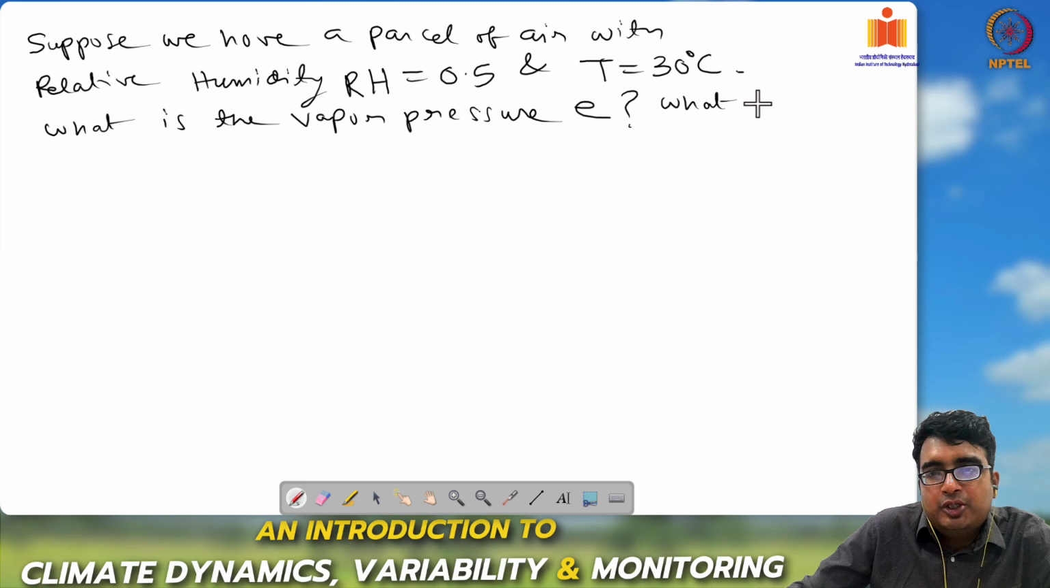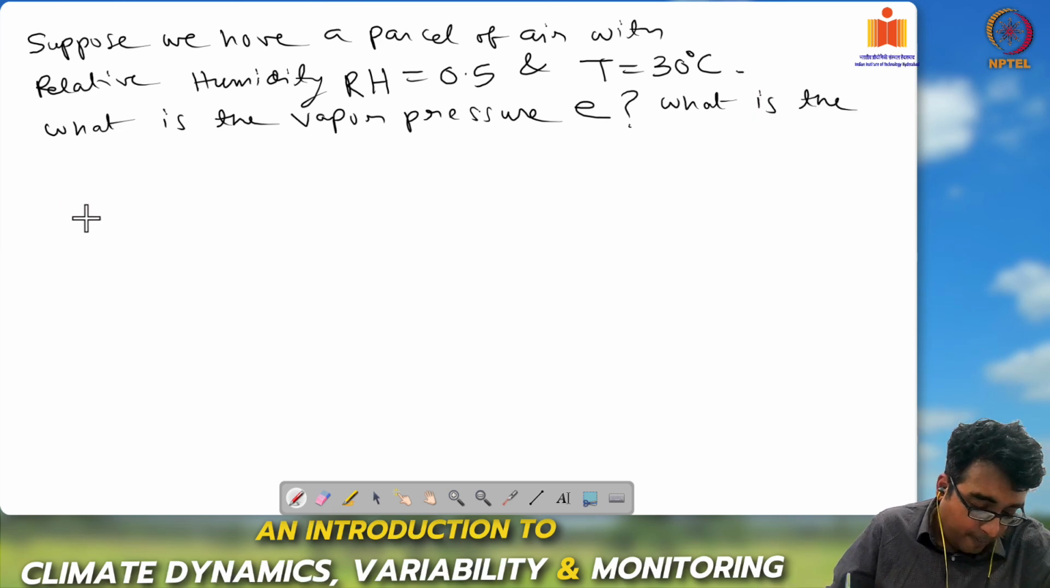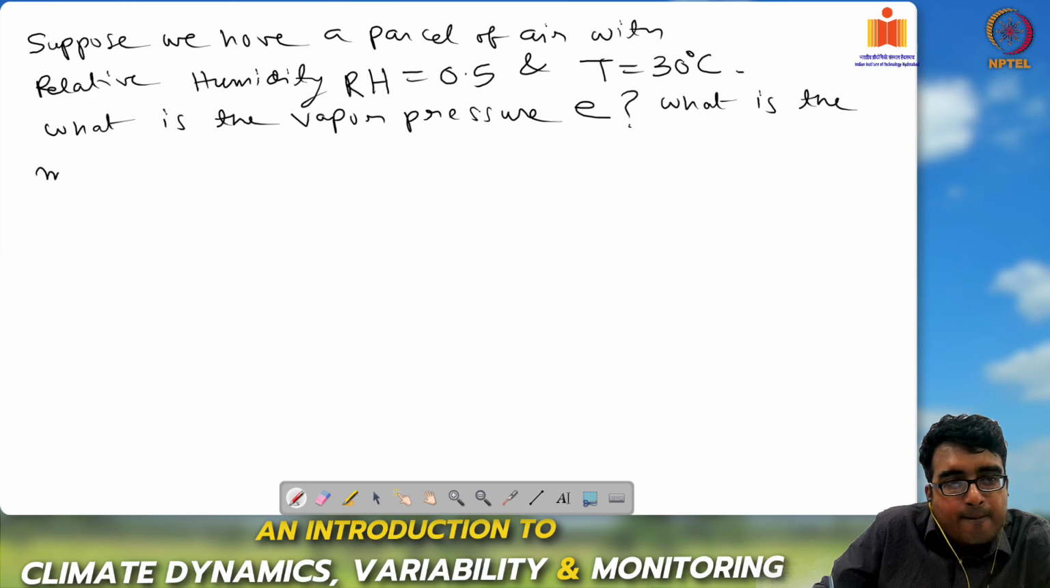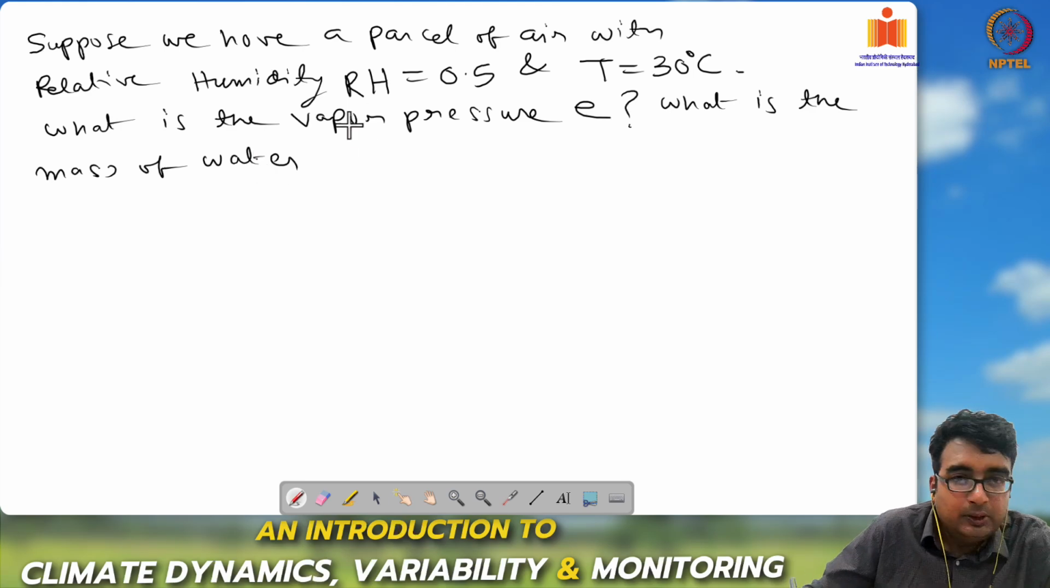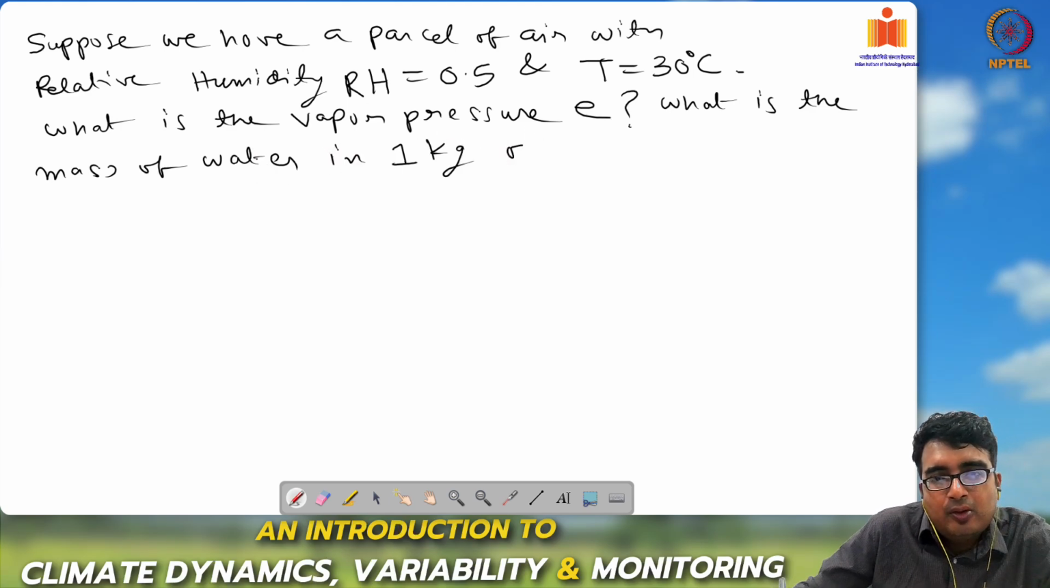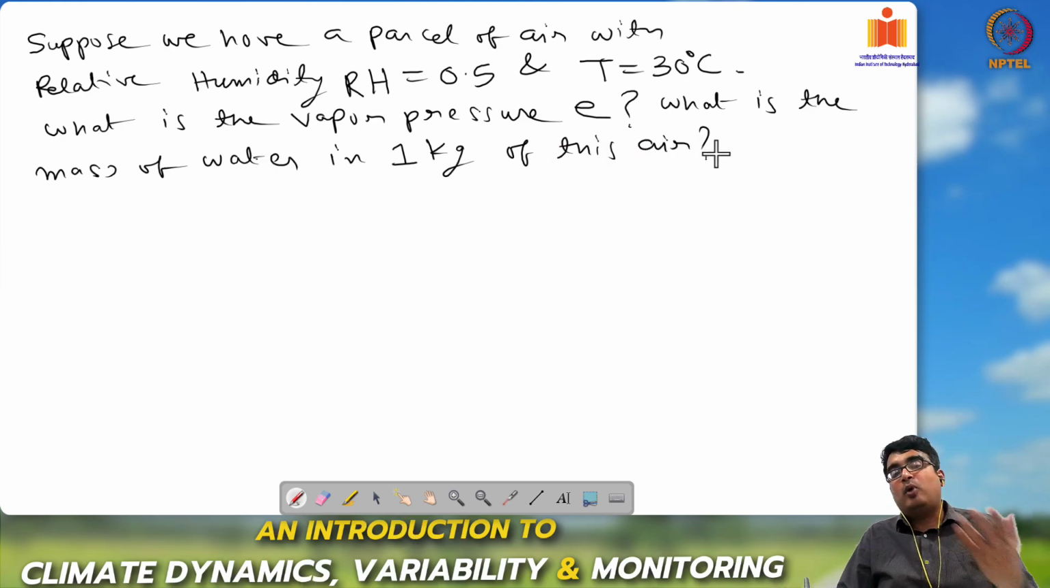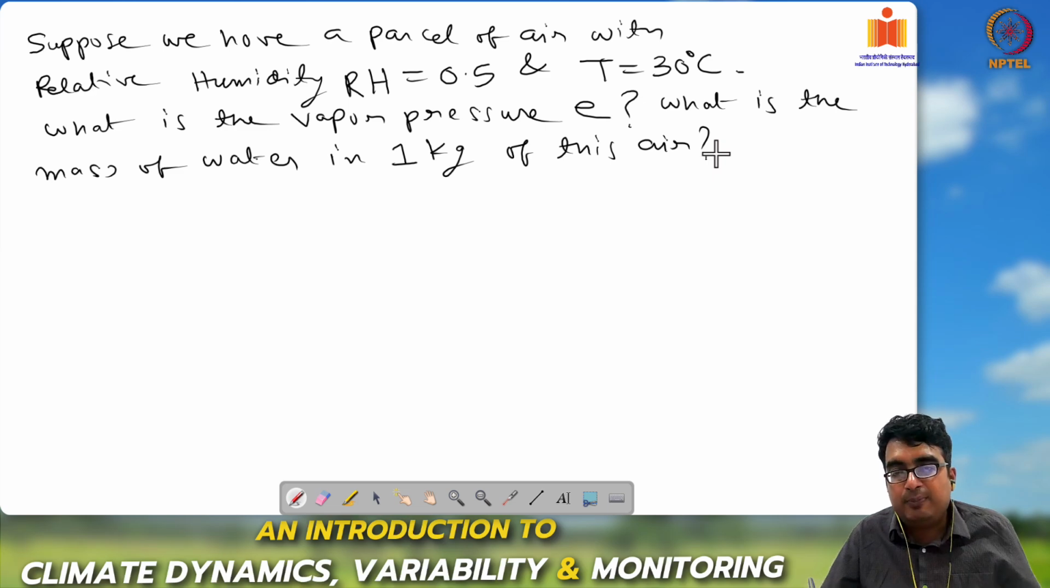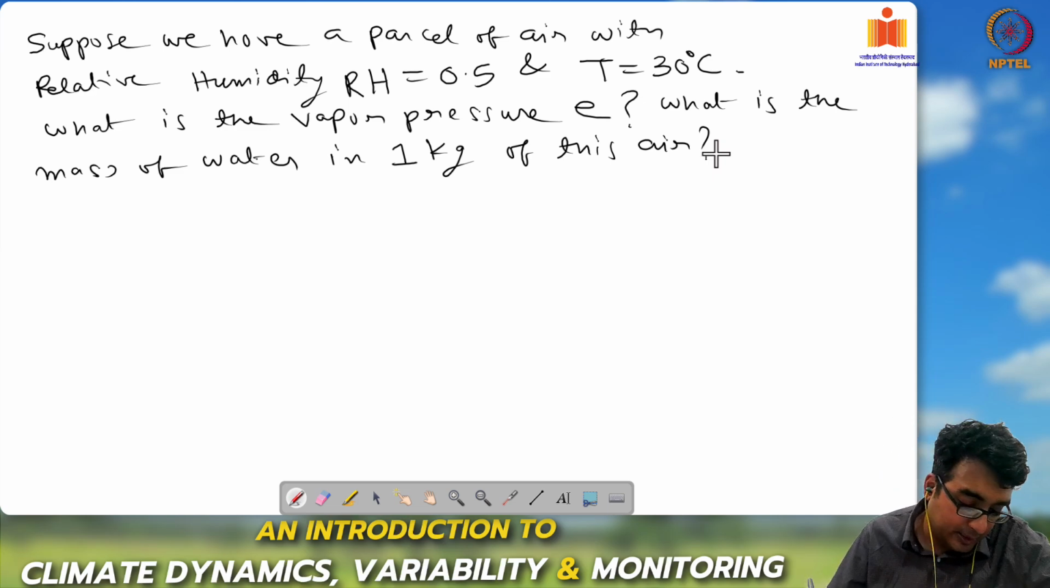That is the first question. Then the next question is, what is the mass of water in 1 kg of this air? So what is the amount of water present in 1 kg of this parcel of air with relative humidity 50% and temperature of 30 degrees centigrade?